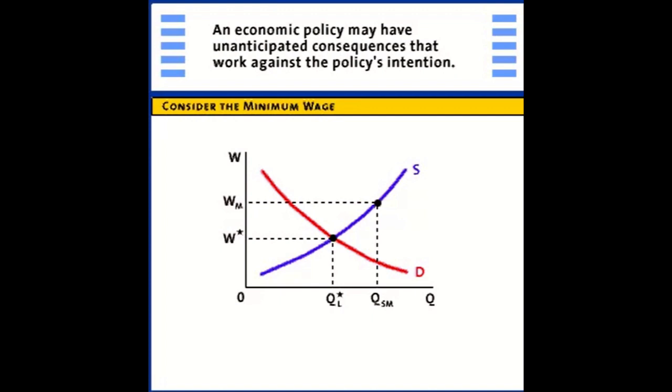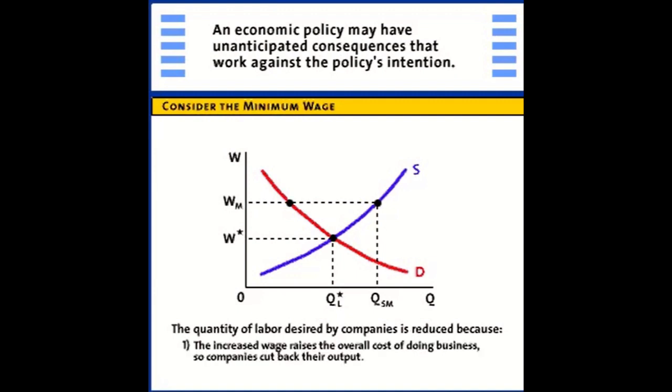The same two reasons that the demand curve for labor is downward sloping. The first is that the minimum wage raises the overall cost to the firm of doing business, and therefore inclines the firm to cut back its output. Therefore, it needs fewer workers. The second problem for the workers is that the higher wage leads firms to substitute away from labor in the direction of capital or other factors of production.